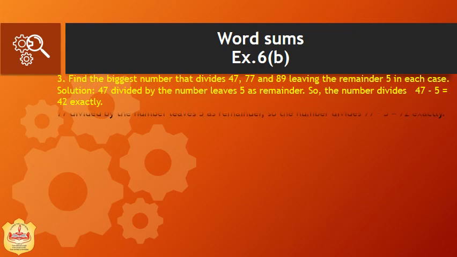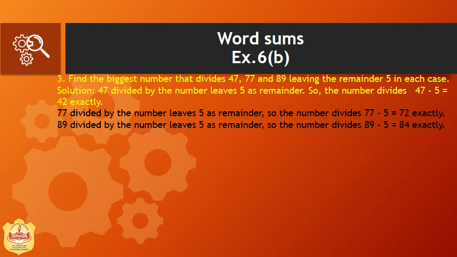So, let's see the next step. 77 divided by the number leaves 5 as remainder. So, the number divides 77 minus 5 is equal to 72 exactly. It means that when we divide 77 by that biggest number, we get 5 as remainder. So, if we subtract 5 from 77, we get 72. And 72 will be divided exactly or fully or completely without leaving any remainder by that biggest number.